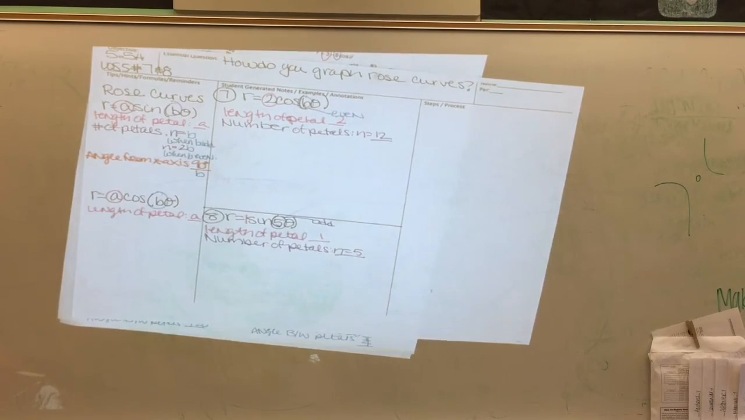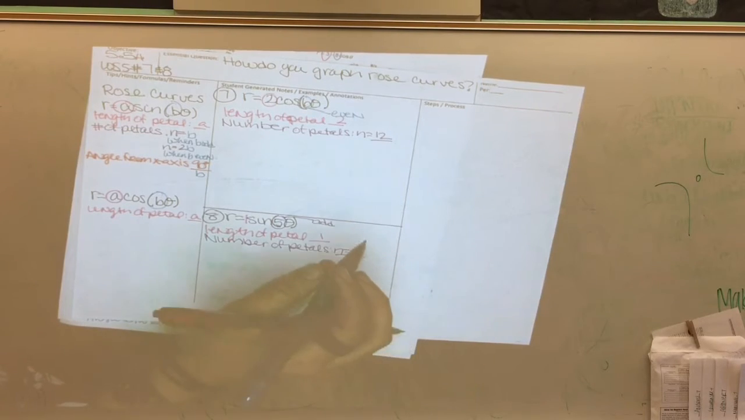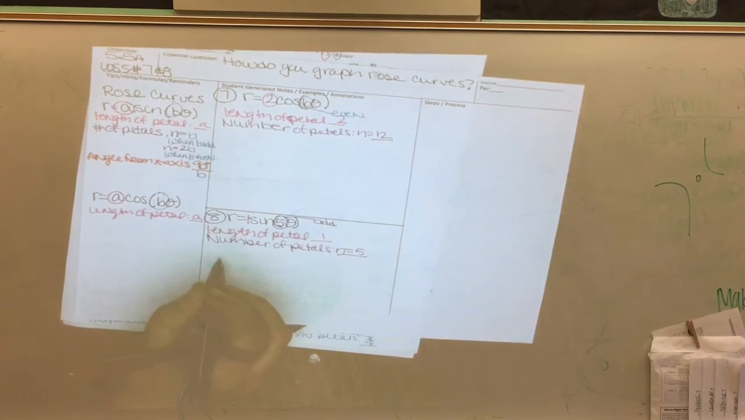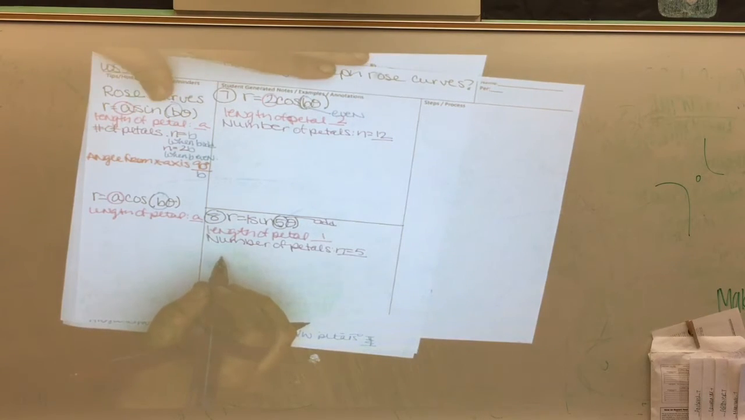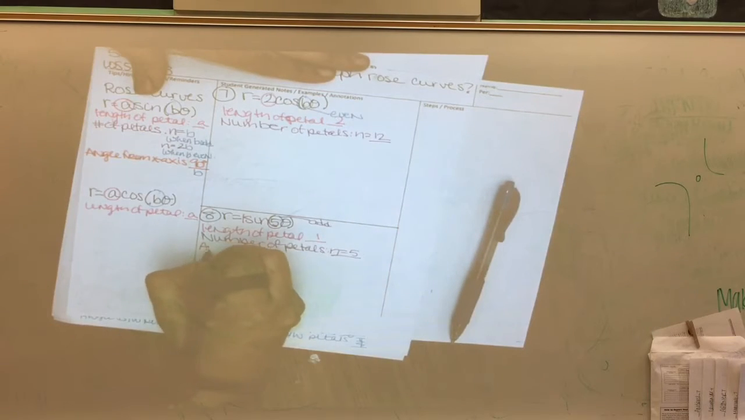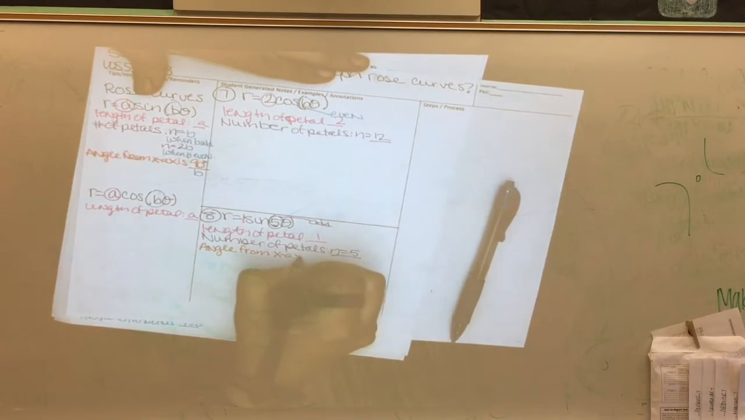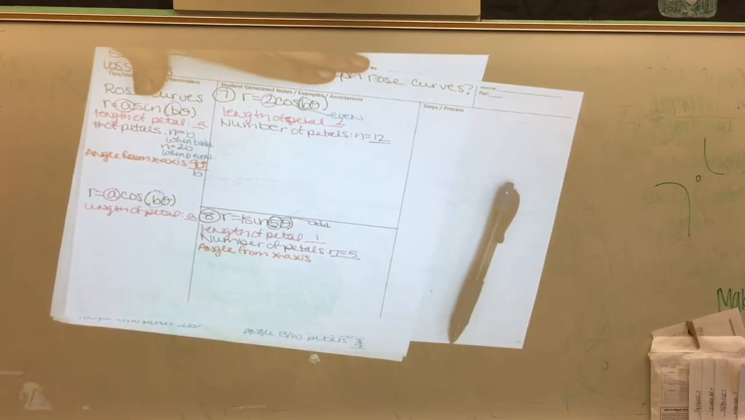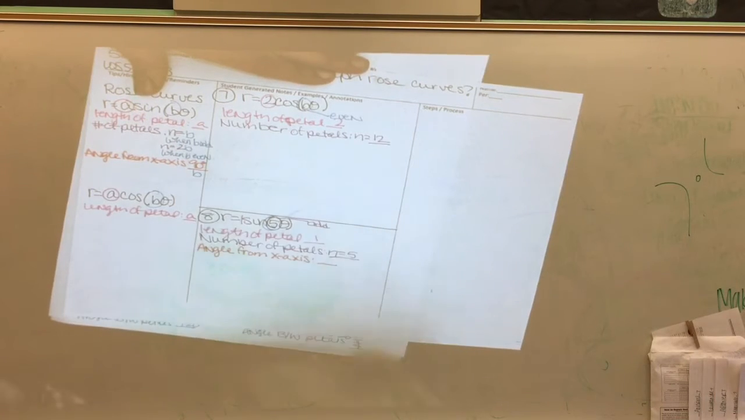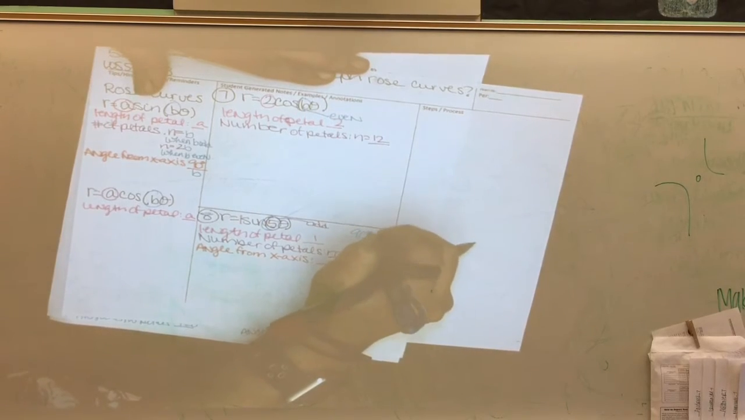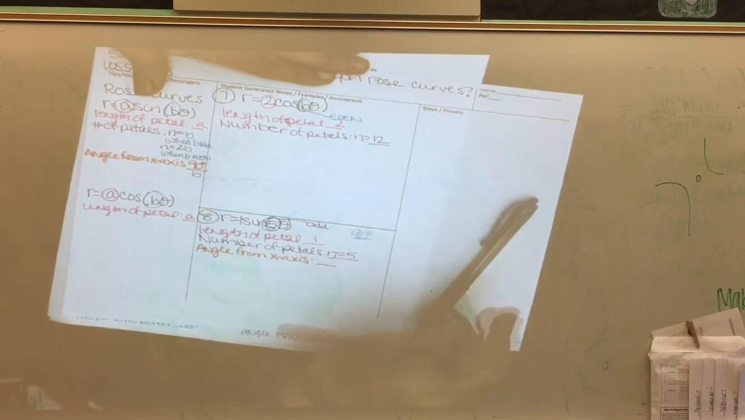Okay. So I need to know the angle from the x-axis for number 8. Jason, can you help us with that one? Yeah, sure. Okay. So angle from the x-axis, yeah. So, let's see. Is this sine? For sine, this one. So that means it's 90 divided by 5, right? 90 divided by 5, excellent.